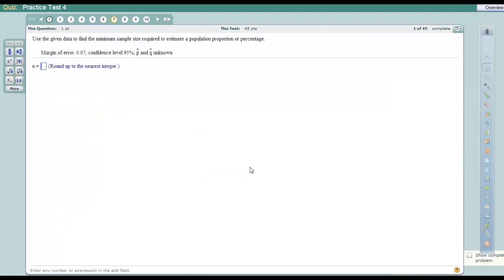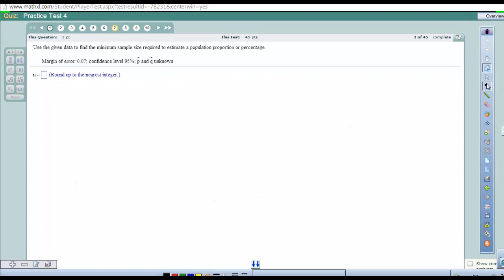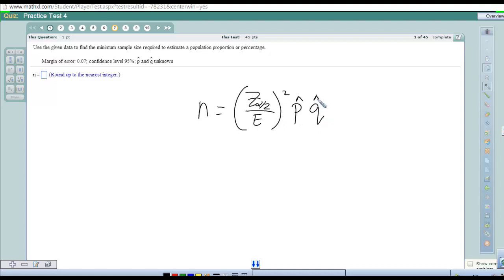Yes. Okay, use the given data to find the minimum sample size. That's something else that you want to make sure that you know how to do. The formula for minimum sample size for proportions was N equals, who remembers the formula? I think it's Z alpha over 2 over E squared P hat Q hat.